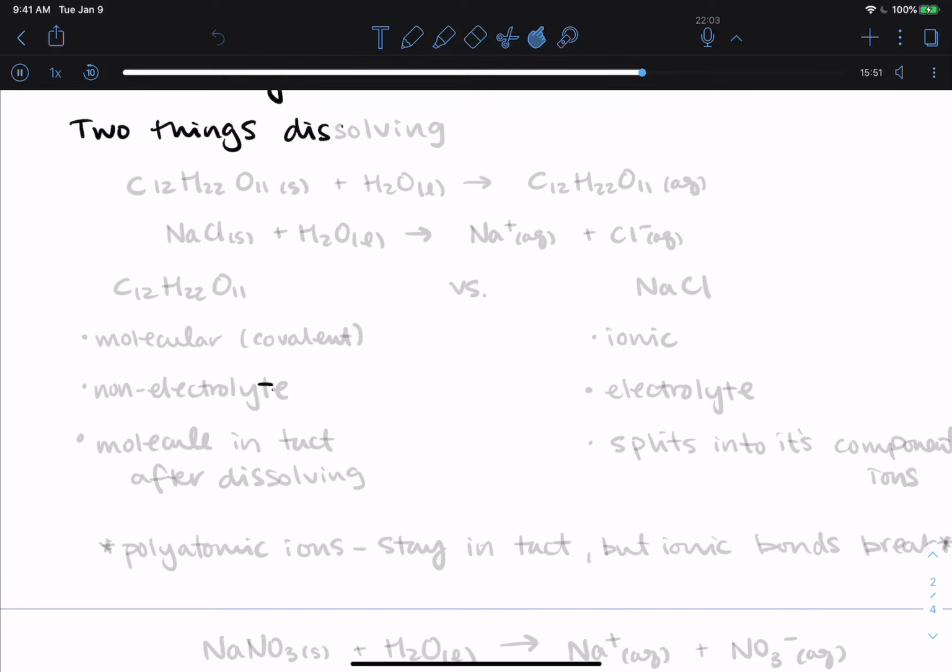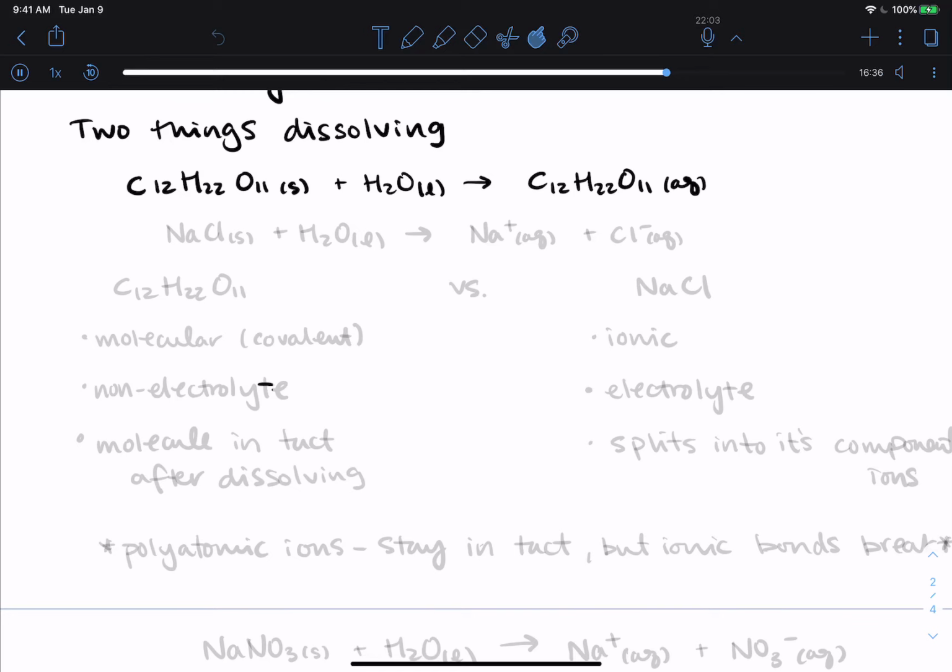If I take sugar, which is C12H22O11, I take this solid sugar and I put it in some liquid water. What it turns into is C12H22O11 aqueous. Well, we've talked about the aqueous part. It just means that it is dissolved in water. And you have seen this, right? If you take sugar, you pour it in water, it disappears because it dissolves. And what you have are sugar molecules dissolved in water.